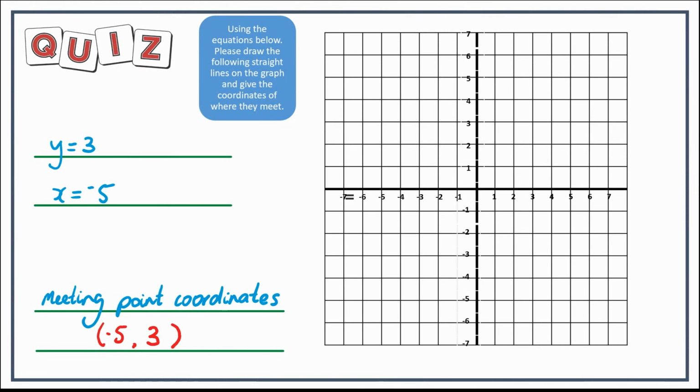And there we go. Here we go. Let's draw those lines. So I've got y equals 3 and x equals minus 5. And at what point do they hit? Right there. And the coordinates there is minus 5, 3.